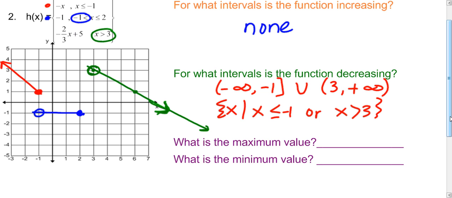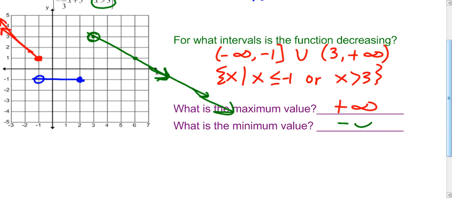And then in the last part, what is the maximum value? The maximum value is the highest point that that graph ever reaches, and this line is going to keep going up and up and up, so it will reach positive infinity. And the lowest point ever that the graph reaches, again, this section is going to continue going down, so its minimum would be negative infinity.